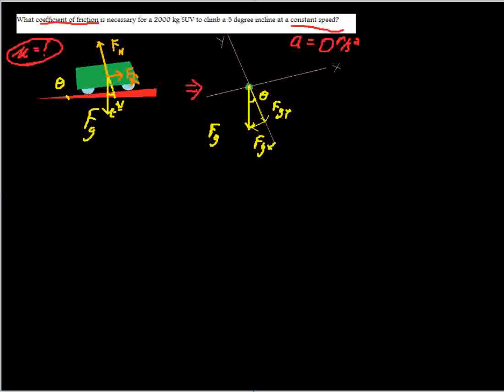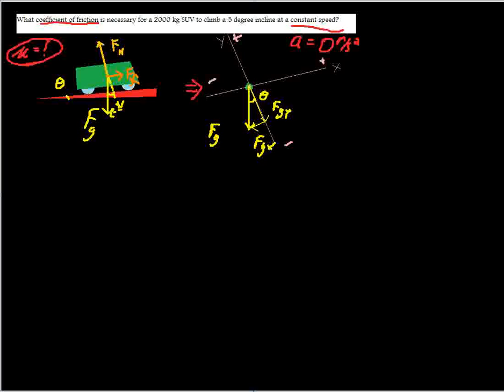And one of the things I'm going to do, just because it makes sense to me for this problem, is I'm going to make this the negative direction and this the positive direction. What that means is that the force of gravity in the x is going to be negative, and so is the force of gravity in the y. They'll be negative numbers.